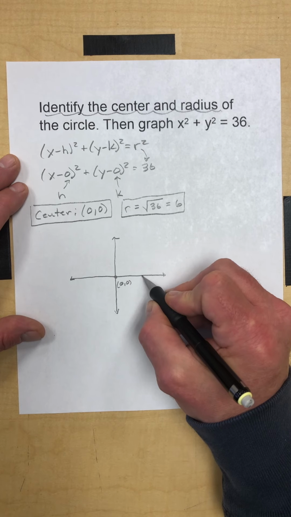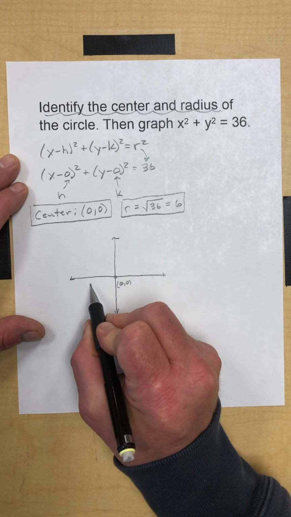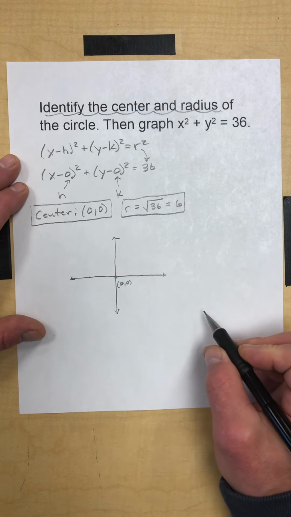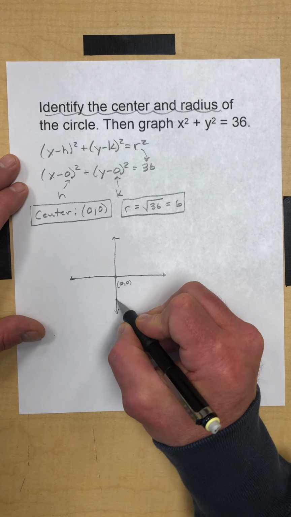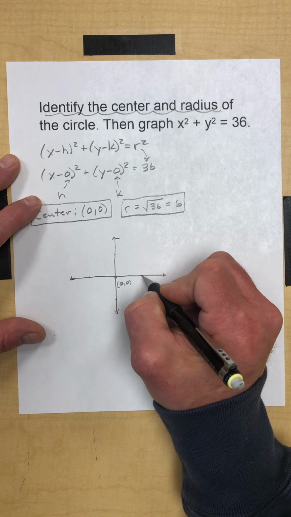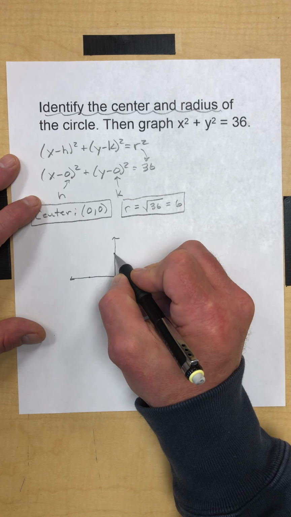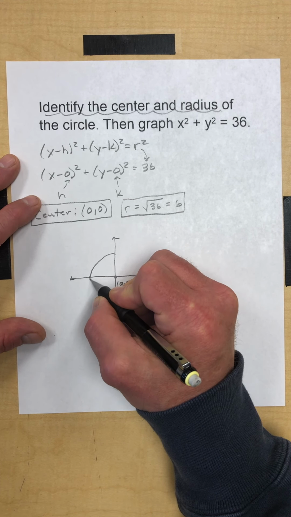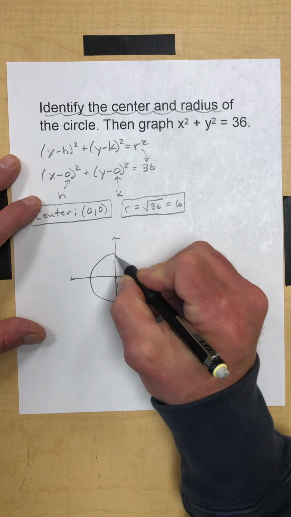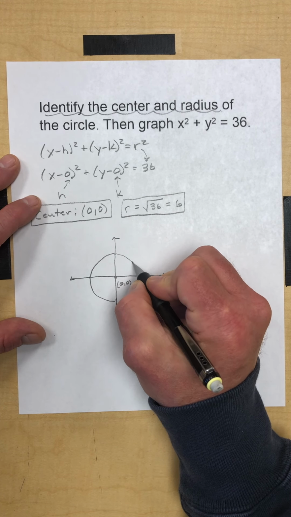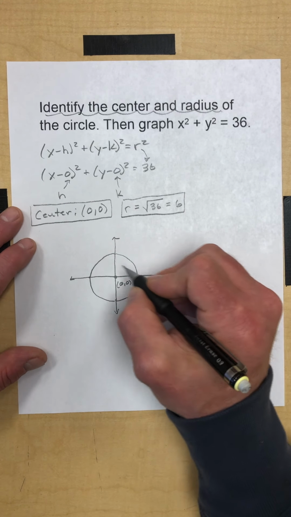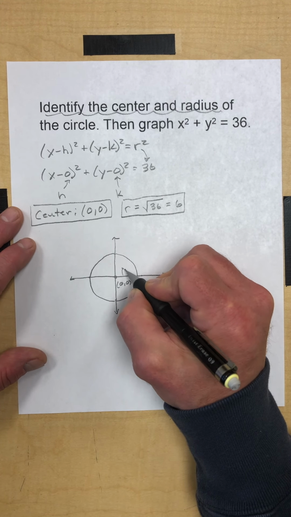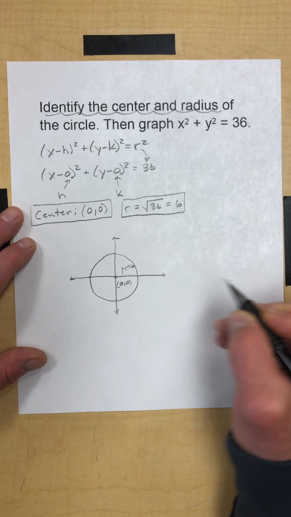That means I'd have to go 6 to the right and 6 to the left. Then I'd have to go 6 up and 6 down. And so we get this, and it's not going to be perfect. I can promise you, my graphing skills aren't all that good. It sort of looks like that, and that's not all that good. Now remember, your radius here, r equals 6.